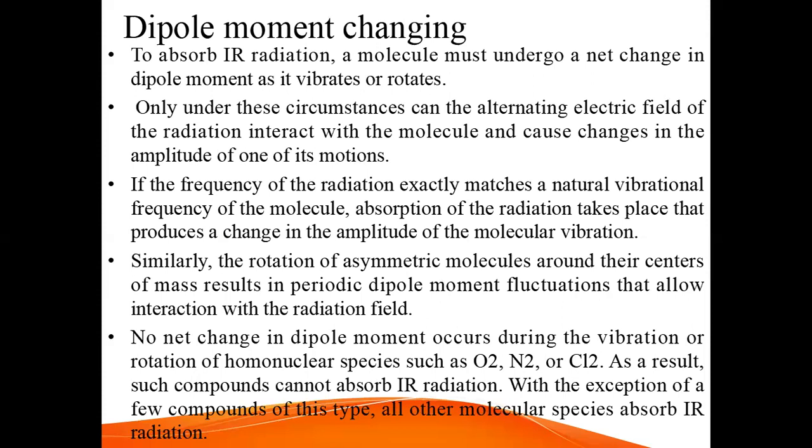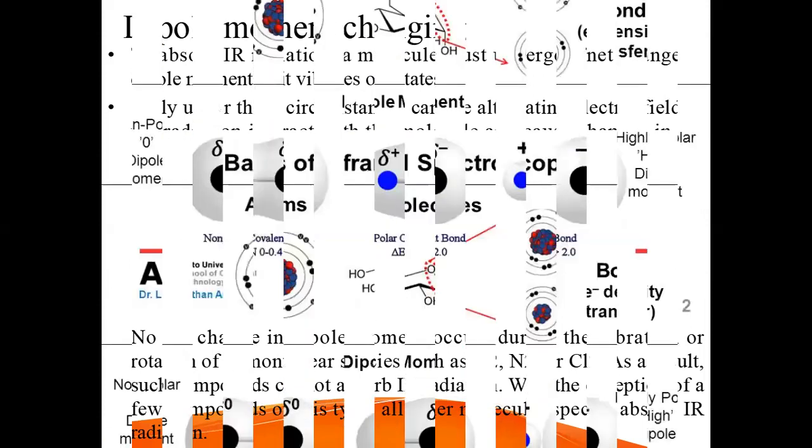Similarly, the rotation of asymmetric molecules around their centers of mass results in periodic dipole moment fluctuations that allow interaction with the radiation field. No net change in dipole moment occurs during the vibration or rotation of homonuclear species such as oxygen, nitrogen, or chlorine. As a result, such compounds cannot absorb IR radiation. With the exception of a few compounds of this type, all other molecular species absorb IR radiation.